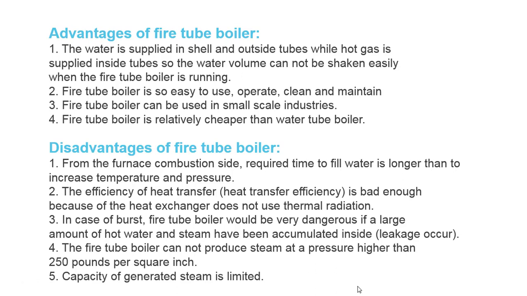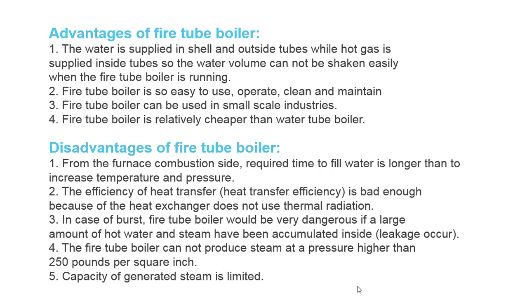Advantages of the fire tube boiler. The water is supplied in a shell outside the tubes, while hot gases are supplied inside the tubes, so the water volume cannot be shaken easily when the fire tube boiler is running. Point number 2, the fire tube boiler is easy to use, operate, clean and maintain. Point number 3, the fire tube boiler can be used in small scale industry. Point number 4, the fire tube boiler is relatively cheaper than a water tube boiler. What are the disadvantages of the fire tube boiler?